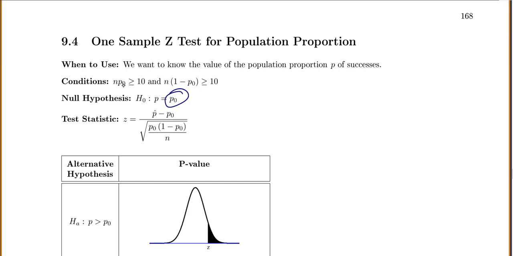So we have to check that n times our hypothesized proportion is at least 10, and n times 1 minus our hypothesized proportion is at least 10. Our null hypothesis will be that P equals some value. Our test statistic is Z equals, we'll do our P hat minus our hypothesized proportion over the square root of our hypothesized proportion times 1 minus hypothesized proportion over n.